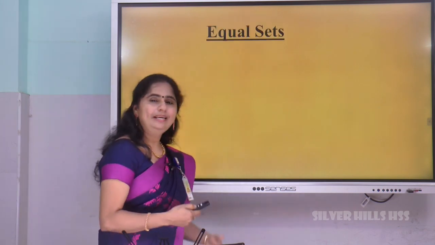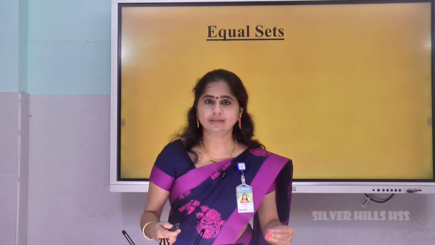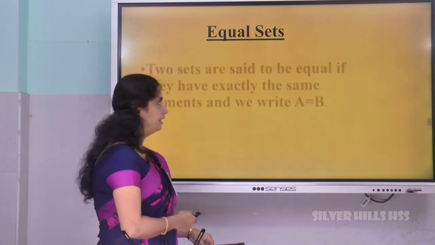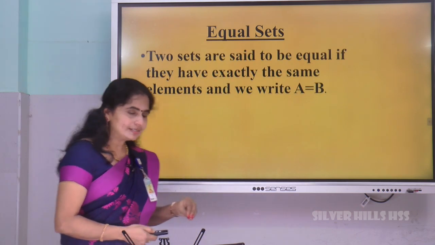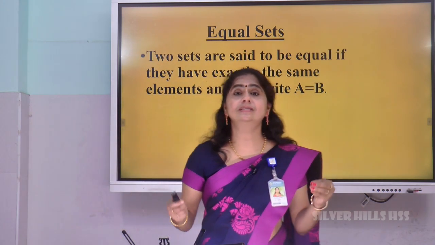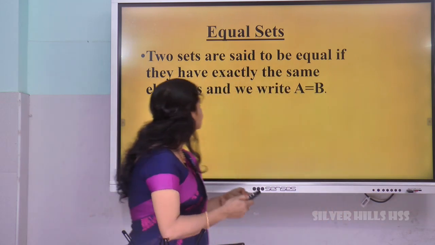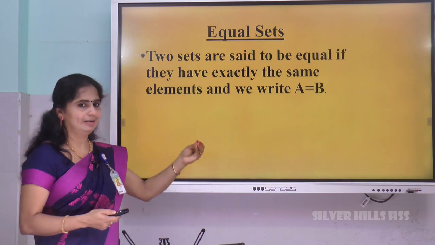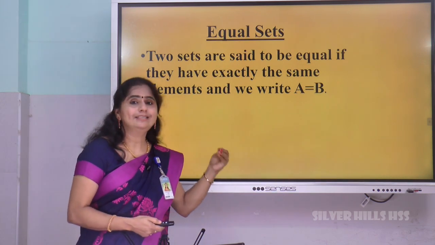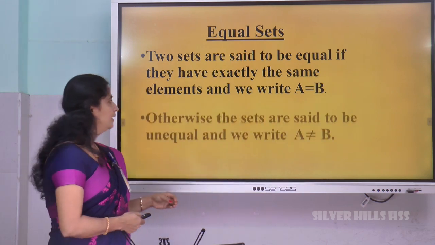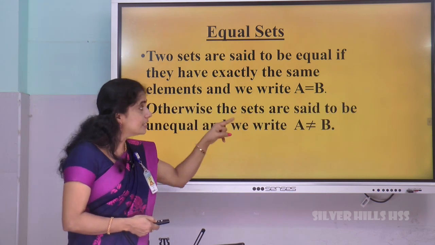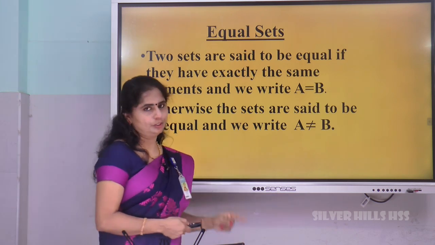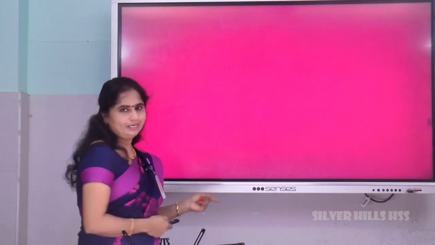Next, we'll talk about equal sets. When do you say two sets are equal? So let's see the definition. We say two sets are equal if they have the same elements. Two sets are said to be equal if they have exactly the same elements. And how do you write it? A is equal to B. Otherwise, sets are said to be unequal and we write it as A not equal to B. We'll see an example.